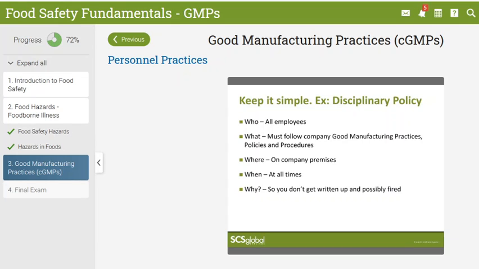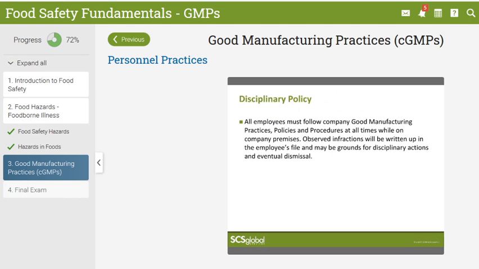Who does the policy apply to? All employees. What is the expectation? The employee must follow company good manufacturing practices, policies, and procedures. Where does this policy apply? On company premises. When? At all times. Why does this matter? So you don't get written up and possibly fired.